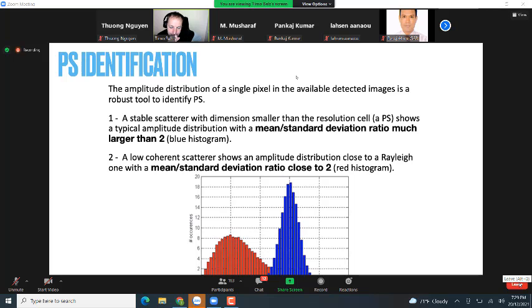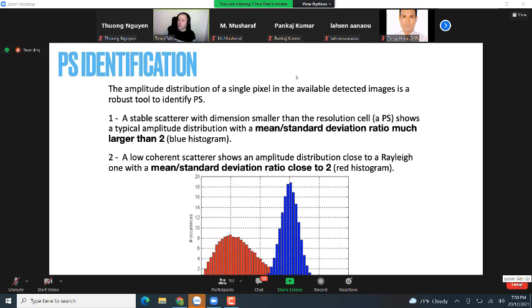So we are looking at the distribution of the amplitude over time. We want a point that has a high amplitude and a low standard deviation of the amplitude over time. That's also a mean to standard deviation ratio much larger than 2, like in this example, the blue histogram.